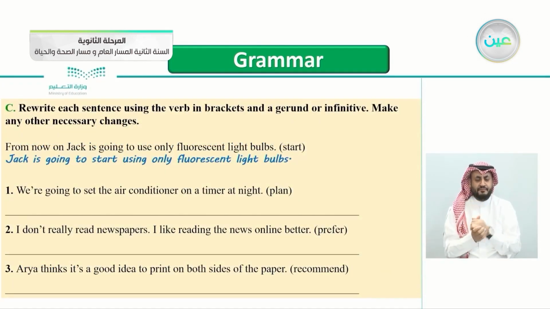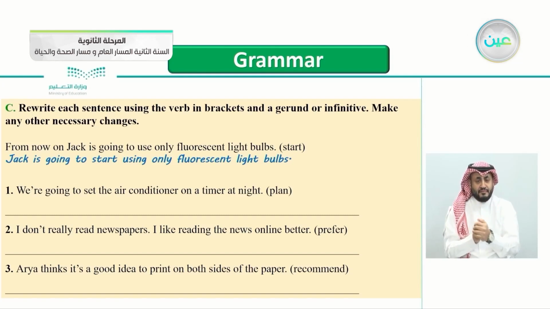Exercise C here, rewrite each sentence using the verb in brackets and a gerund or infinitive. Make any other necessary changes. The first one is already done here. From now on, Jack is going to use only fluorescent light bulbs, and the verb is start. And the answer here, Jack is going to start using only fluorescent light bulbs, to start using.